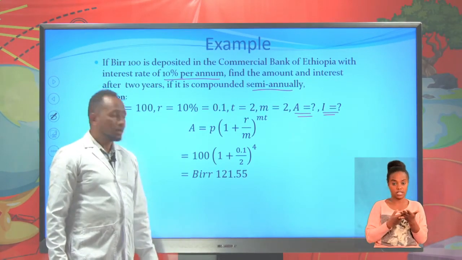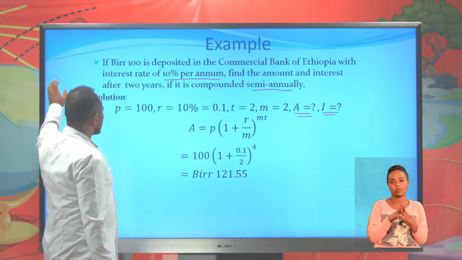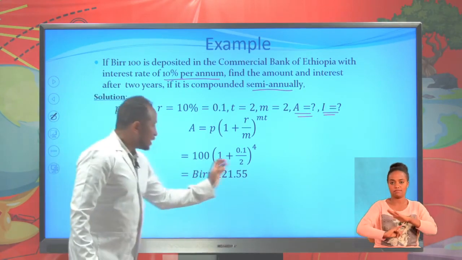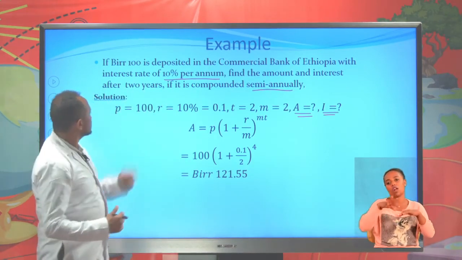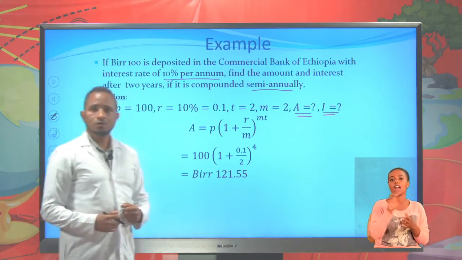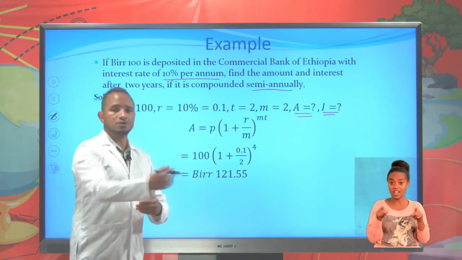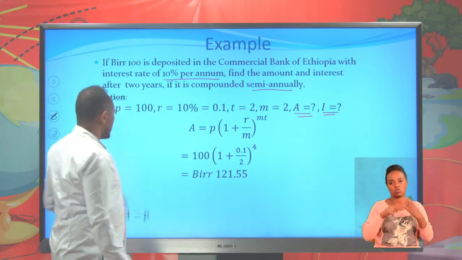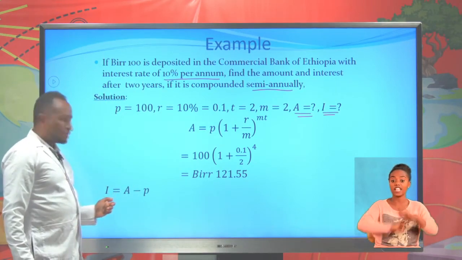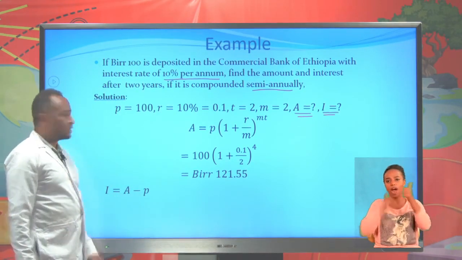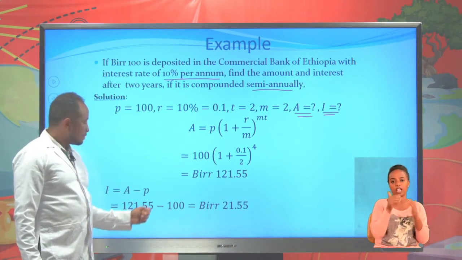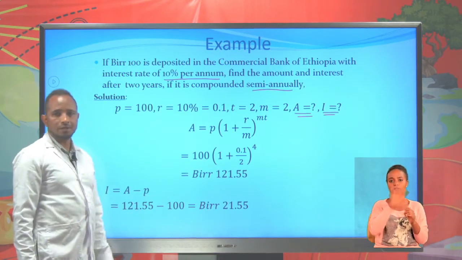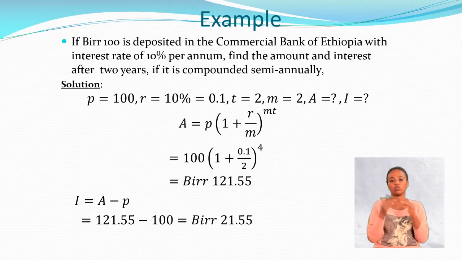And the interest will be, we have the total amount at the end of the second year to be this one. The money originally invested is 100. So the difference gives you the interest you earn. Therefore, here the interest will be this amount minus principal. So the amount is 121.55 minus the principal, 100. Subtracting these two, you get 21.55. So this is the answer.